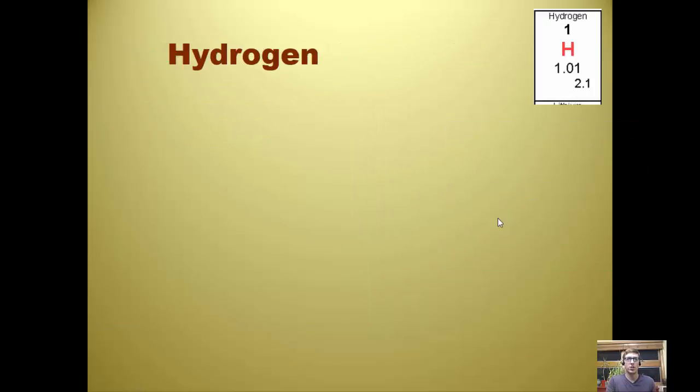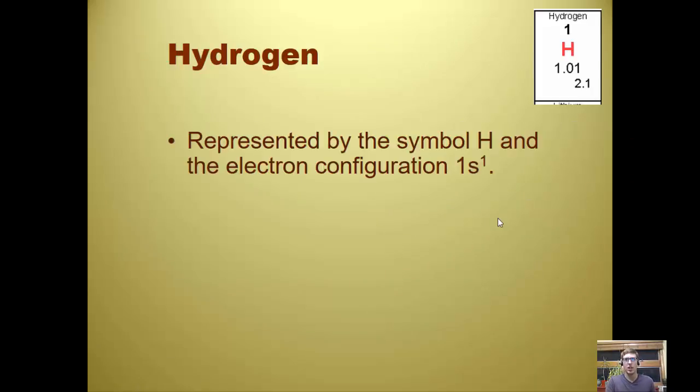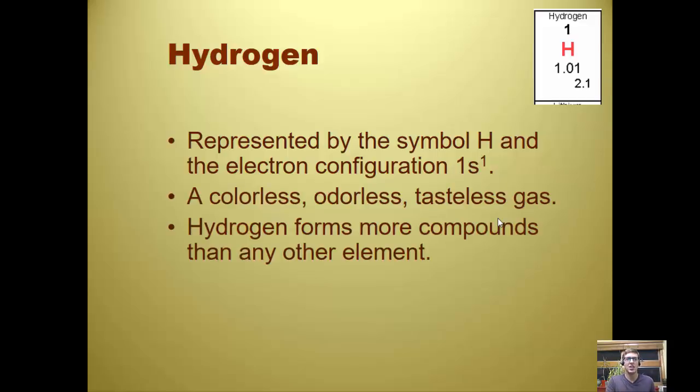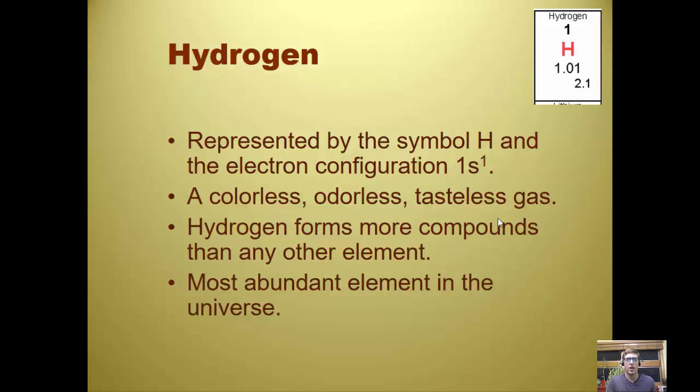So, first family, the hydrogen family. It's pretty brief. It's just hydrogen. It's represented by the symbol H, and it has the electron configuration of 1s1. We're actually not going to go through the electron configurations of all the rest of them, but since there's just this one atom here, we can do that. It's a colorless, odorless, and tasteless gas. It forms more compounds than any other element, very, very common. And it's the most abundant element in the universe. Kind of convenient.